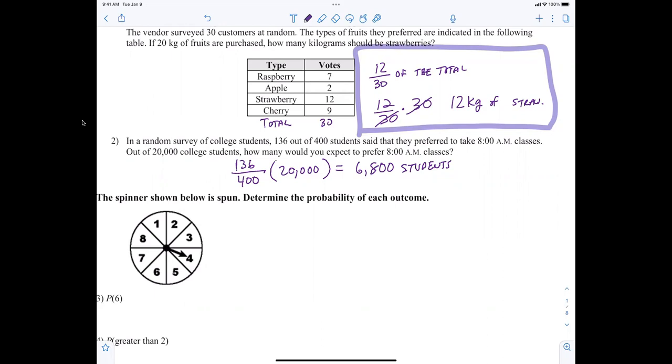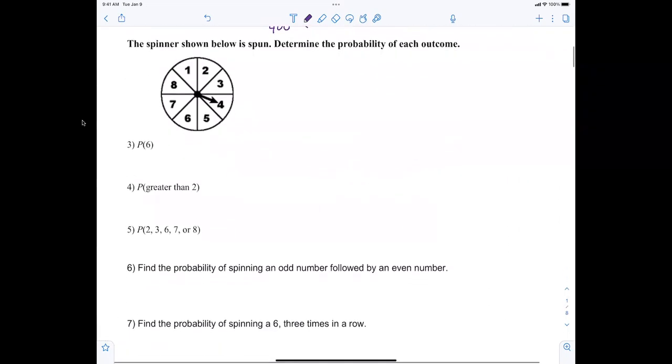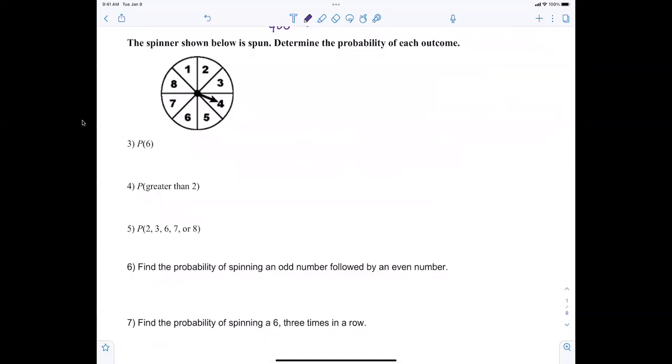All right. Now, let's see if I taught you anything about probability this week. The spinner is shown below. Determine the probability of each outcome. What's the probability of getting a 6? I'm pretty happy with that response. Let's go with 1/8. Anybody have problems with 1/8? Now I need someone to tell me the probability of getting a number greater than 2.